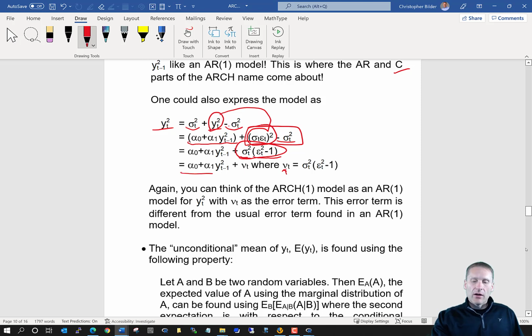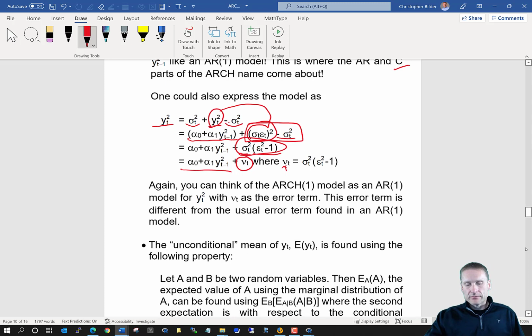Again, you can think of this as like an AR1 model with this playing the role of our W sub t that we have seen before. It's a little bit of a different error term. So again, this is where the AR1 part comes in for an ARCH1 model.